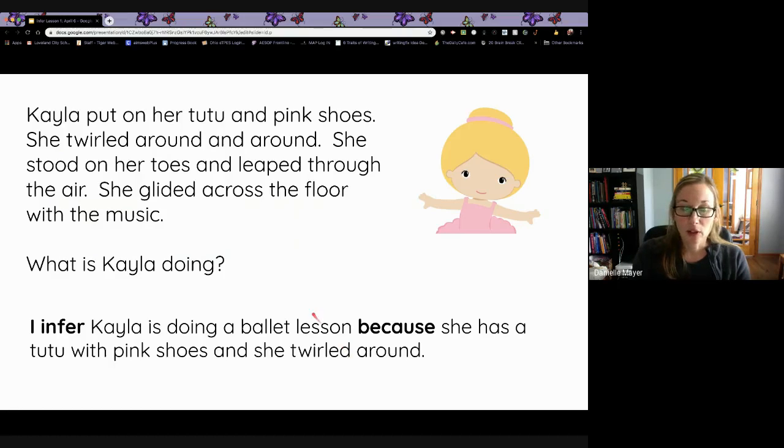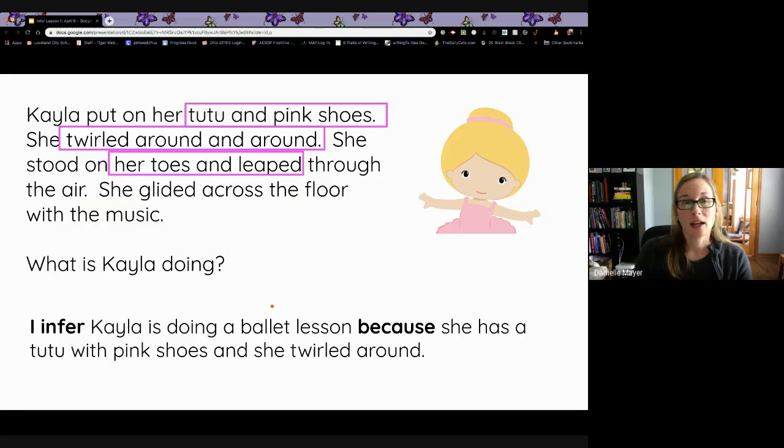Remember that good readers always back their inference up with some evidence from the story or something that we already know. In the story, we have a lot of evidence. So you might have thought of the same evidence I did with her tutu and her pink shoes, or that she twirled around and around. You might have also seen that she was on her toes and she leaped through the air, or that she glided across the floor to the music. Those are all good pieces of evidence that might support that Kayla is in a ballet lesson.